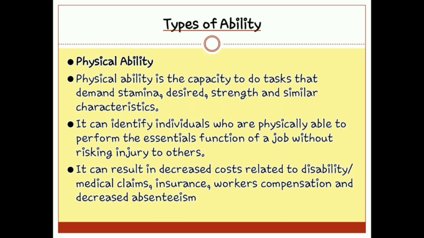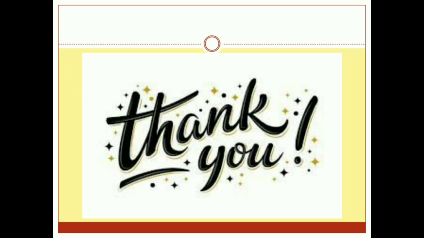Next one is physical ability. Physical ability is the capacity to do tasks that demand stamina, dexterity, strength, and similar characteristics. It can identify individuals who are physically able to perform the essential functions of a job without risking injuries to others. It can also result in decreased costs related to disability, medical claims, insurance, workers' compensation, and decreased absenteeism in the organization.